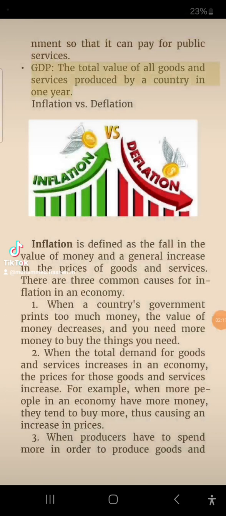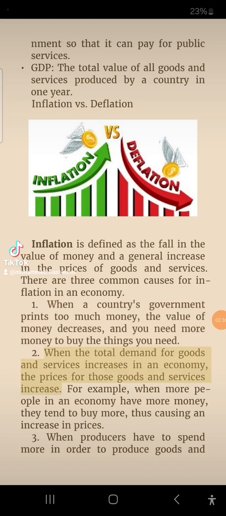GDP. The total value of all goods and services produced by a country in 1 year. Inflation versus deflation. Inflation is defined as the fall in the value of money and a general increase in the prices of goods and services. There are 3 common causes for inflation in an economy. 1. When a country's government prints too much money, the value of money decreases, and you need more money to buy the things you need.